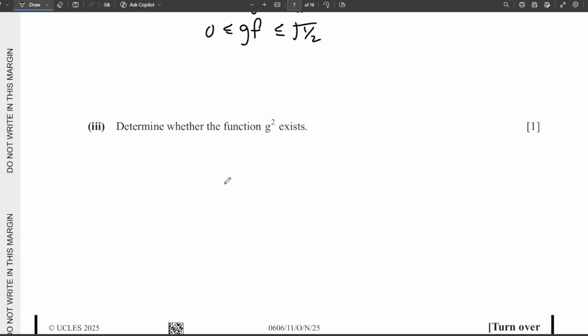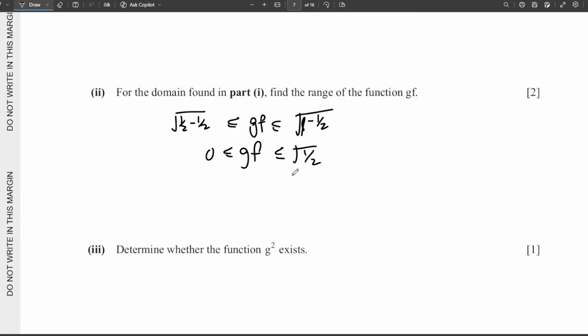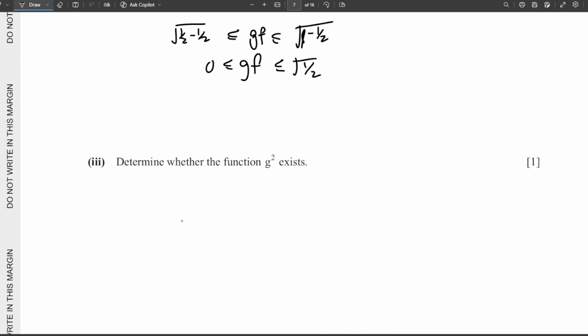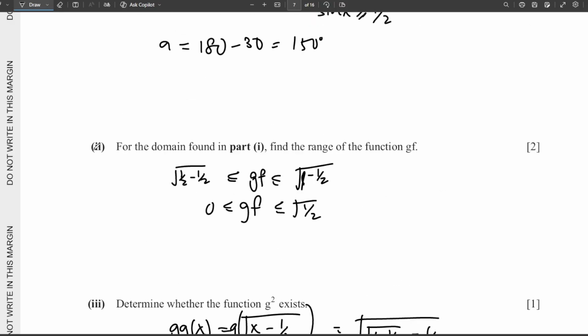Okay, last part. Determine whether the function g squared exists. So g squared, if you can recall, doesn't mean that you square the square root. No, it means g of g of x. So you have g of square root x minus 1 over 2, and then you do the same thing again, x minus 1 over 2 minus 1 over 2. So does this exist or not?